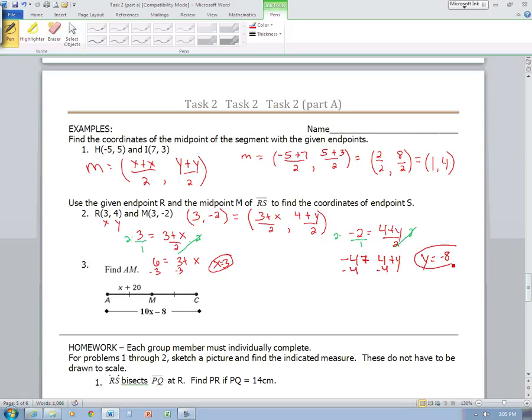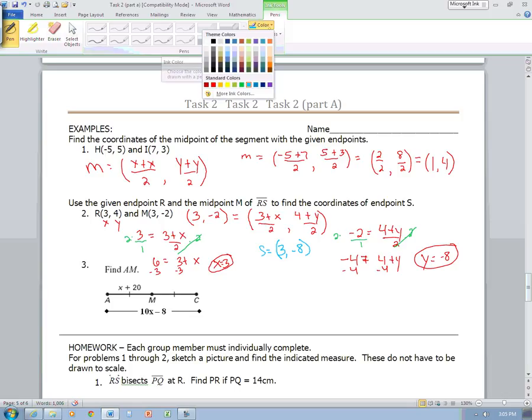And of course, the best way to check your answer would be to plug this in. And if I did 3 plus 3 divided by 2, that's 6 divided by 2, which is 3. If I did 4 and -8 divided by 2, that'd be -4 divided by 2, which is -2. So you can always take your answer and plug it back in. So the other endpoint that I was looking for, the final answer for S, would be 3 and -8. And like I said, you can plug that back in and check your answer, see if you got it right.